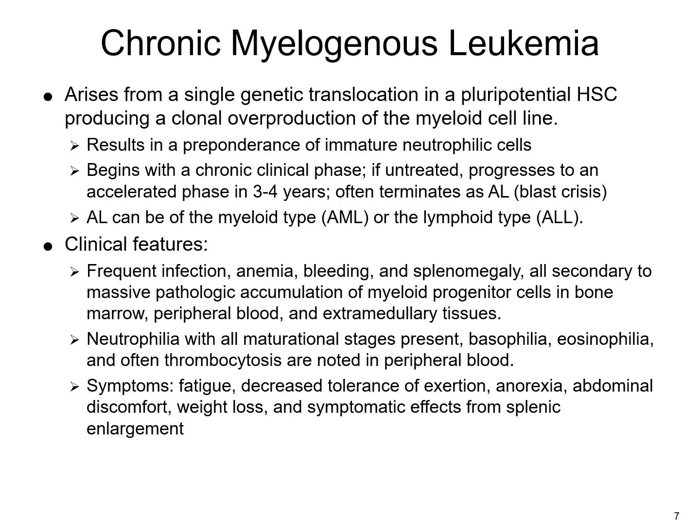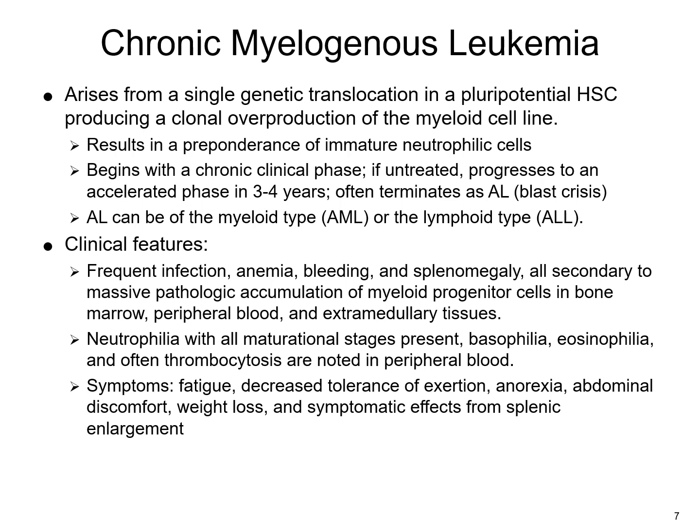So now let's first discuss chronic myelogenous leukemia, also referred to as chronic myeloid leukemia. So CML is a myeloproliferative neoplasm that happens because there's a single genetic translocation in a pluripotential hemopoietic stem cell that is producing an abnormal overproduction within a myeloid stem cell line. And so you'll have a predominance of immature cells from that neutrophilic line. So all of those abnormal cells are going to result from that neutrophil line.